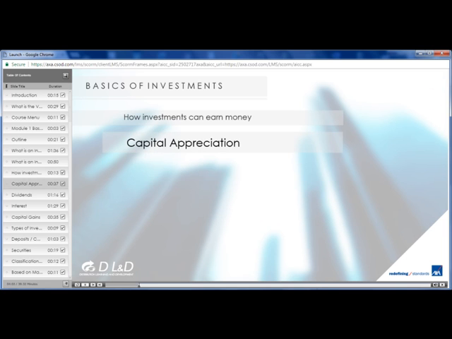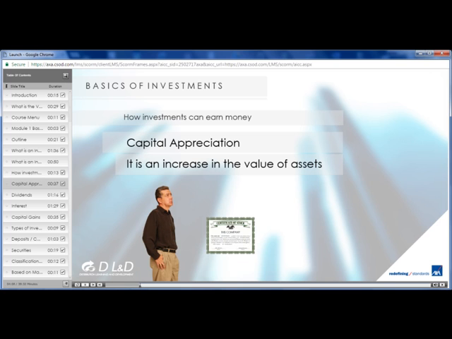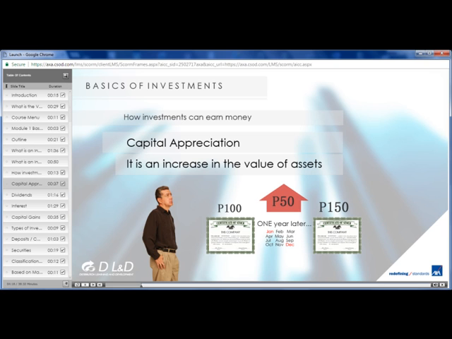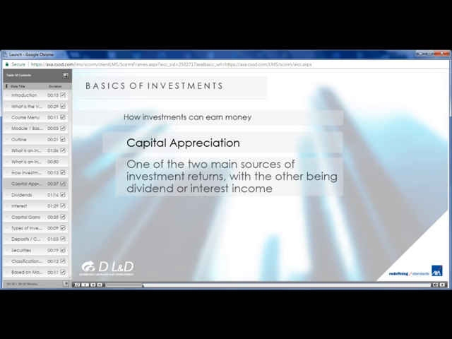Let's start with capital appreciation. It's an increase in an investment's market price. Let's say someone buys one share from this company for 100 pesos. That single share of this company is trading at 150 pesos a year later. Capital appreciation is 50 pesos. The investment has increased by 50% of its original purchase price or its cost basis. All the investor had to do was hold it. Capital appreciation is regarded as one of the two main sources of investment returns, with the other being dividend or interest income.